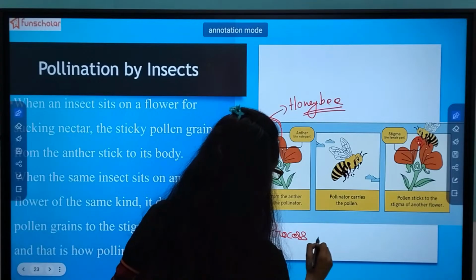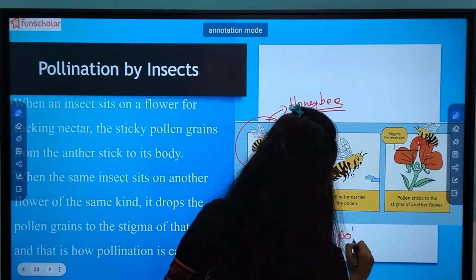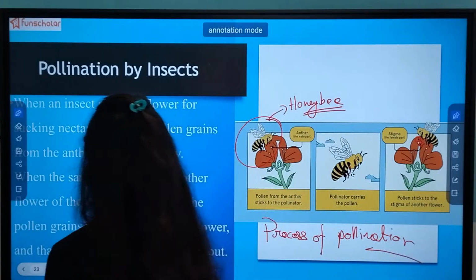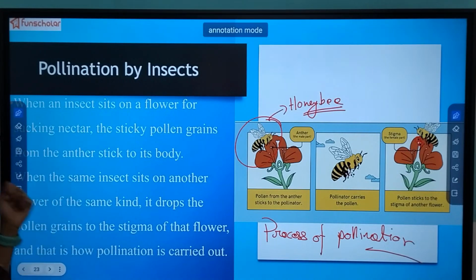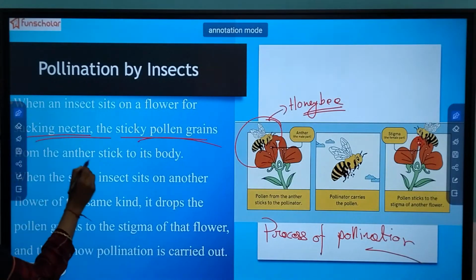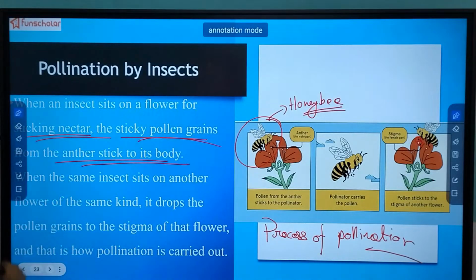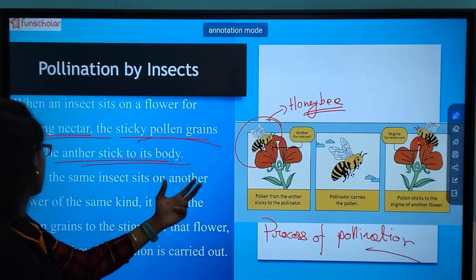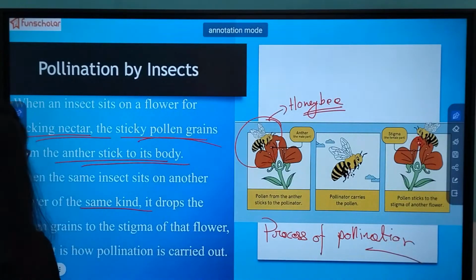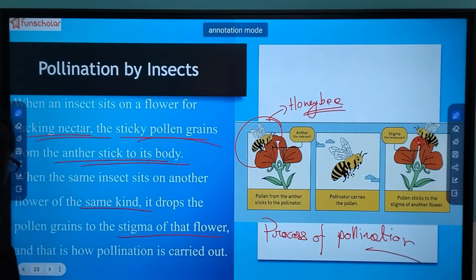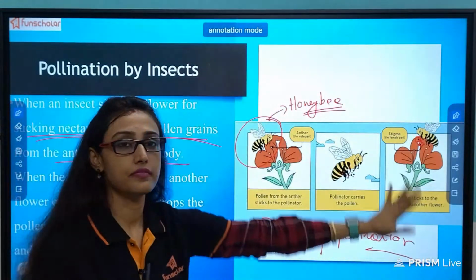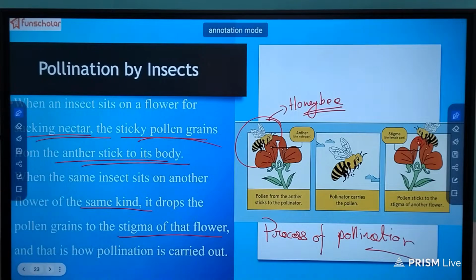Process of pollination. Okay, when an insect sits on a flower for sucking nectar, the sticky pollen grains from the anther stick to its body, right? When the same insect sits on another flower of the same kind, it drops the pollen grains to the stigma of that flower. And this is how pollination is carried out. By now, you have learned the complete process of pollination.